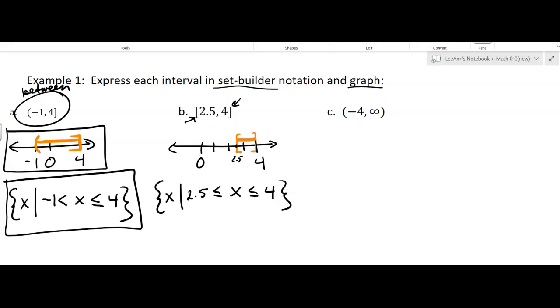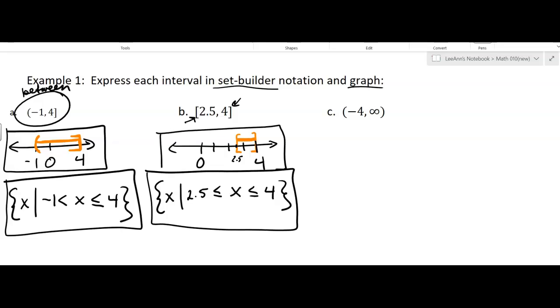So we're reading from left to right, and we have 2.5. We're going to include that, so it's less than or equal to x. X is all the numbers in between, which is less than or equal to 4. And we're including the 4. Okay, so hopefully you see enough of these and they'll start making more sense. But we'll practice it more.